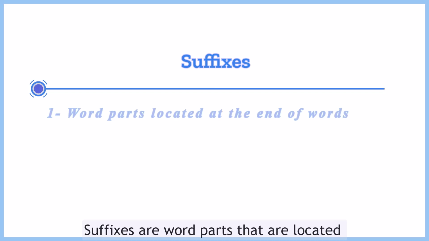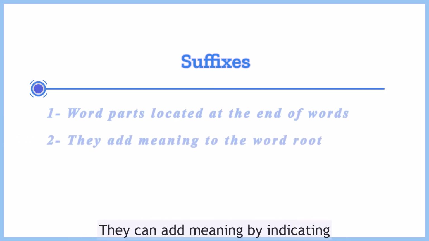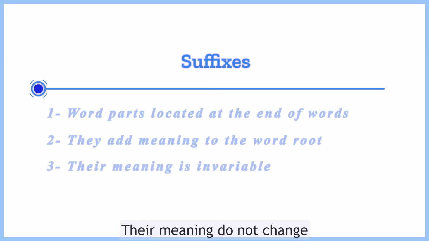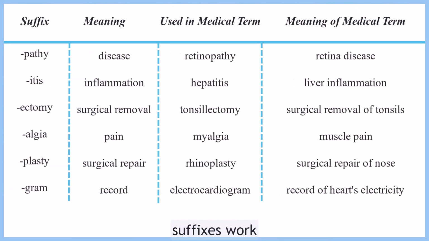Suffixes are word parts that are located at the end of words. They can add meaning by indicating a condition, procedure, disorder, or disease. Their meaning doesn't change from word to word. They are invariable. This table is the best example of how suffixes work. As we can see, each suffix has a fixed meaning and determines the action, status, or quality of the word root, as you can see from the table in front of you right now.